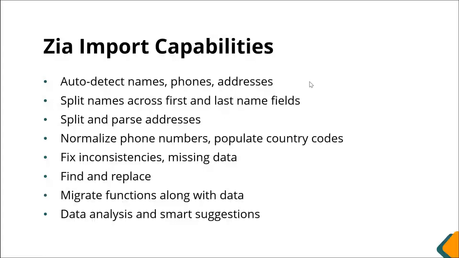Let us see what they are. You can auto-detect names, phone numbers, and addresses. You can split names across first and last name fields. You can split and parse addresses as well. You can normalize phone numbers, populate country codes, and fix inconsistencies and missing data. You can also find and replace. You can also migrate functions along with the data, and you can do data analysis and smart suggestions as well.